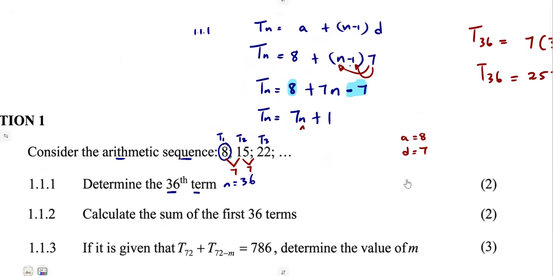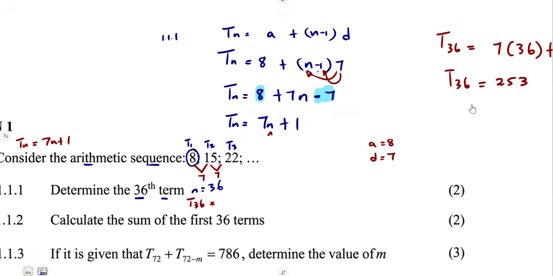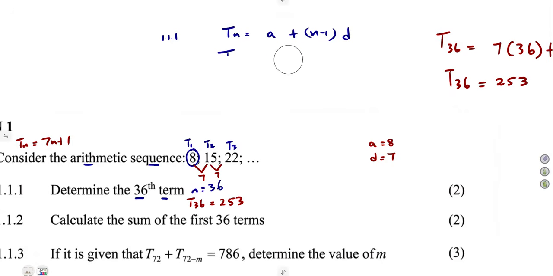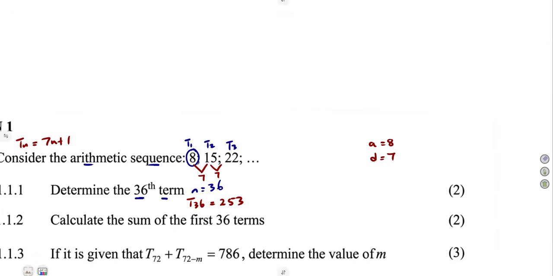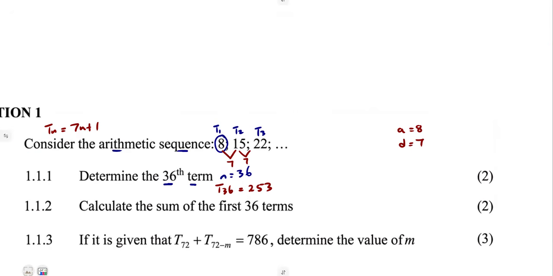If you are to consider, I just need this Tn for the sake of revision. Let me just write it here. Tn is 7n plus 1, and our T36, we said it's 253. All right, no problem. Let us answer the other part of the question. 1.12. From what we are given, we are now asked to calculate the sum of the first 36 terms.